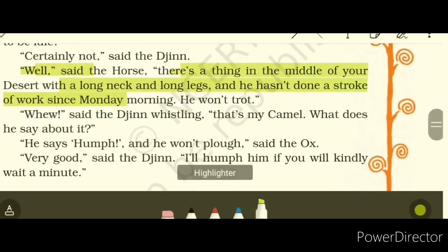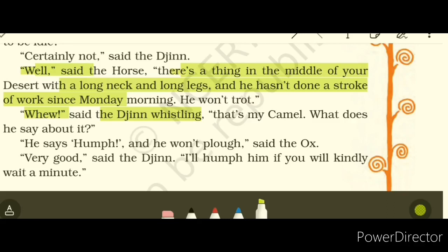Humph, said the jinn, whistling. You all know what whistling is, isn't it? That's a simple sort of sound. You must have heard people whistling in games of football, and normally people whistle while they interact with their pet animals sometimes. So, a typical sound produced.